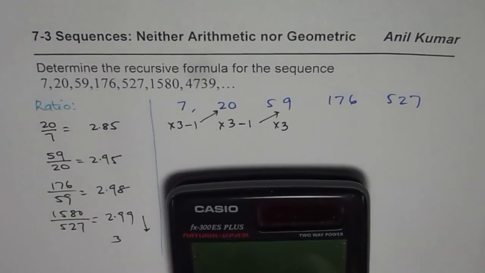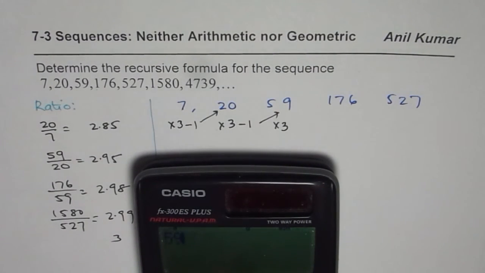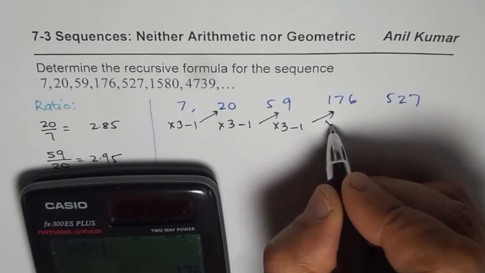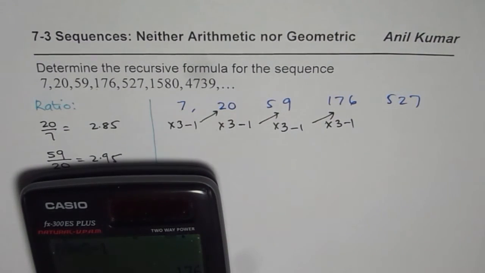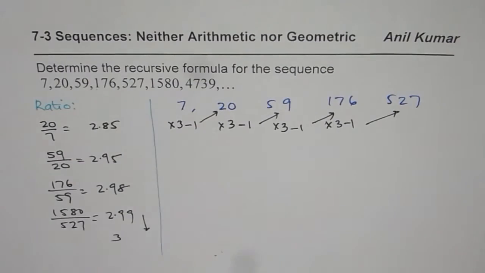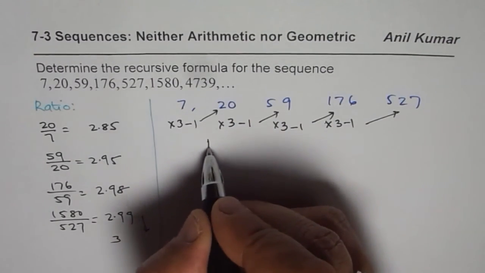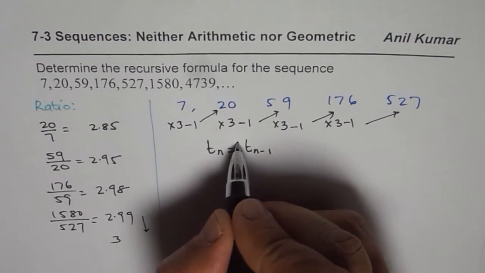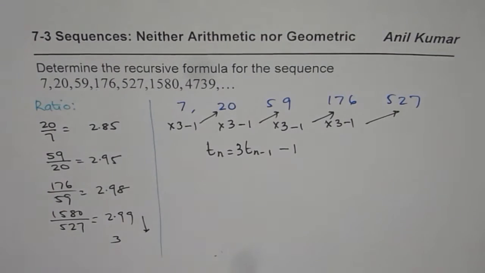Use calculator again. 59 times 3 minus 1 equals 176. Again, let's try this. 176 we already have, times 3 minus 1 equals 527. So that also works. So that means the formula is Tn equals Tn minus 1, multiplied by 3 and then take away 1. Do you see that? So that is the formula which represents this particular sequence.